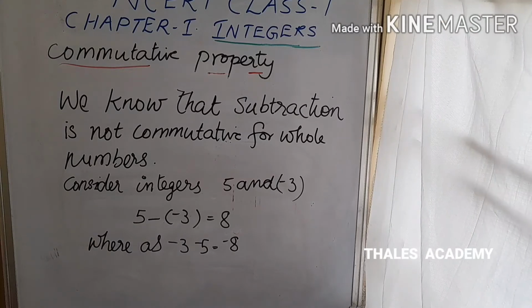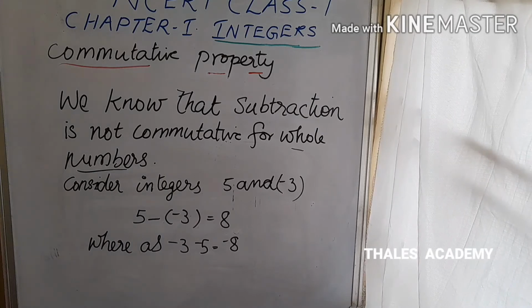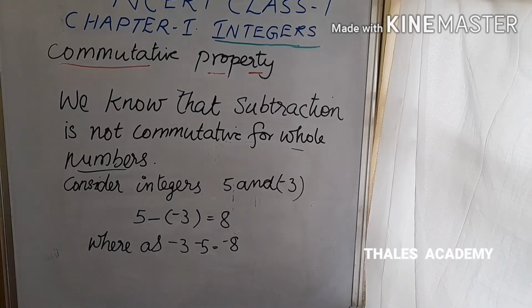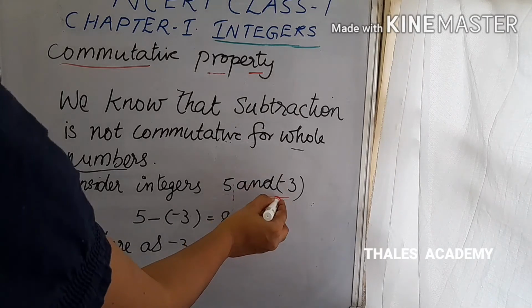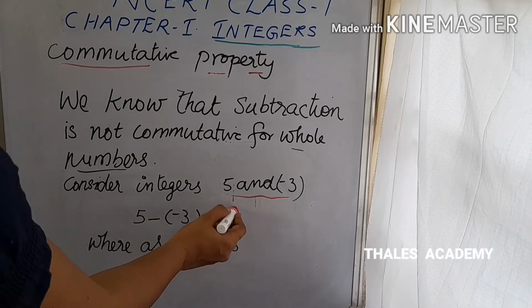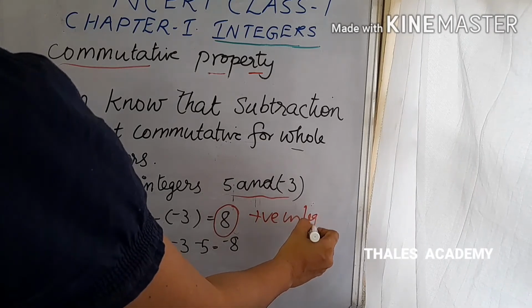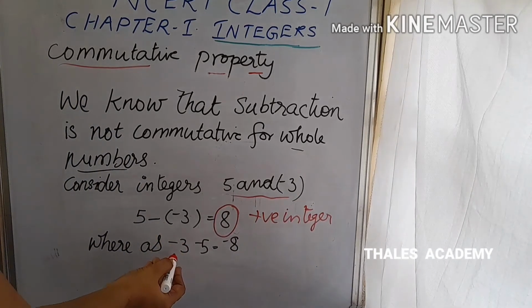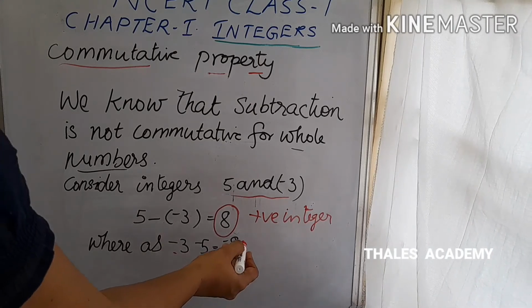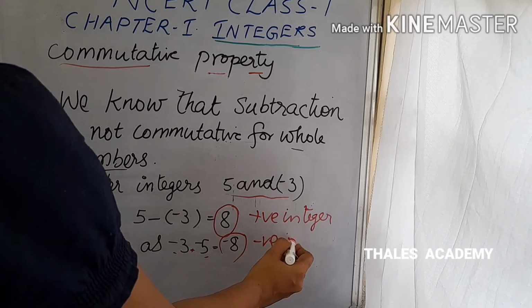We know that subtraction is not commutative for whole numbers. Is it commutative for integers? Consider integers 5 and minus 3. 5 minus minus 3, we get 8. It is a positive integer. Whereas minus 3 minus 5, we get minus 8. It is a negative integer.